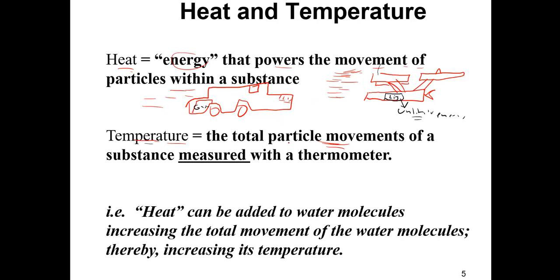So temperature is the total particle movement of a substance. So if I've got a bunch of particles right here, then it's any type of movement. Maybe the particle itself is moving in a single direction, or maybe the particle itself is vibrating. So that's my vibration symbols. But it's vibrating back and forth. It doesn't matter. Any type of particle movement is considered temperature.